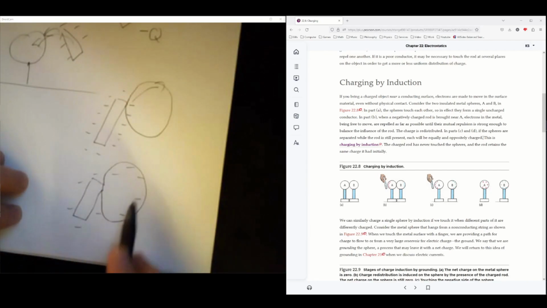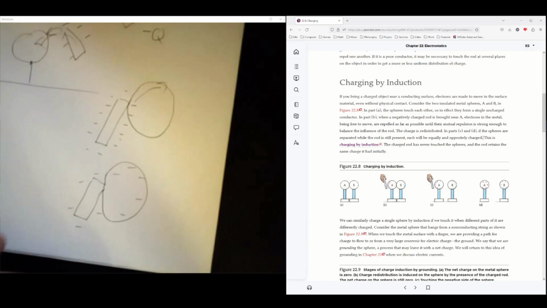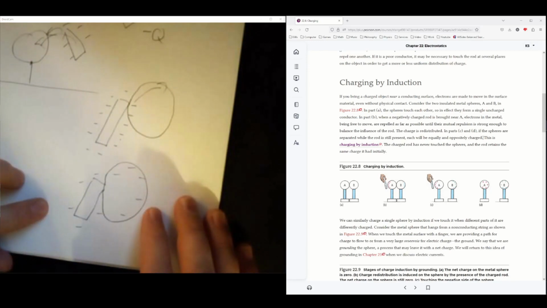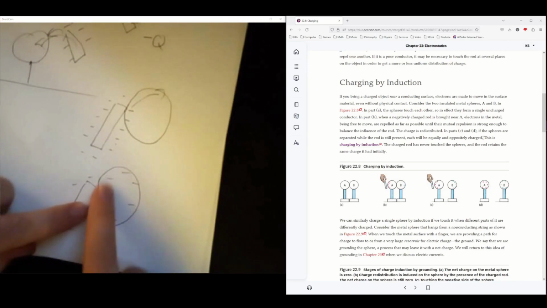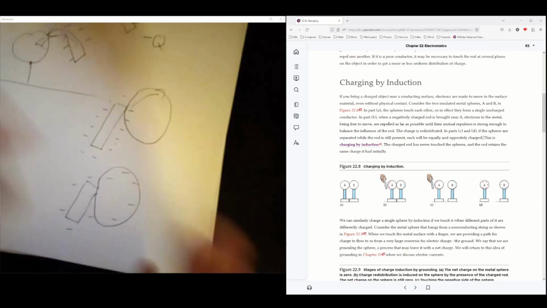And that's why the electrons would move onto the sphere when you touch it, because you're giving the electrons another avenue to get away from each other. They move onto the sphere because they're like, oh, hey, here's another way for me to escape all you other guys. And that's why they end up moving.